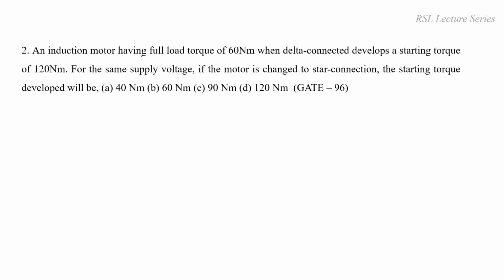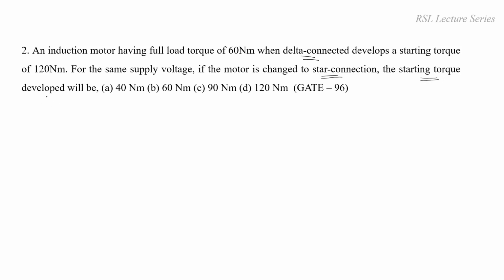The second one: an induction motor having a full load torque of 60 Newton meter, when delta connected, develops a starting torque of 120 Newton meter. For the same supply voltage, if the motor connection is changed to star, the starting torque developed will be? So we have to find the starting torque. The options are 40 Newton meter, 60 Newton meter, 90 Newton meter and 120 Newton meter.